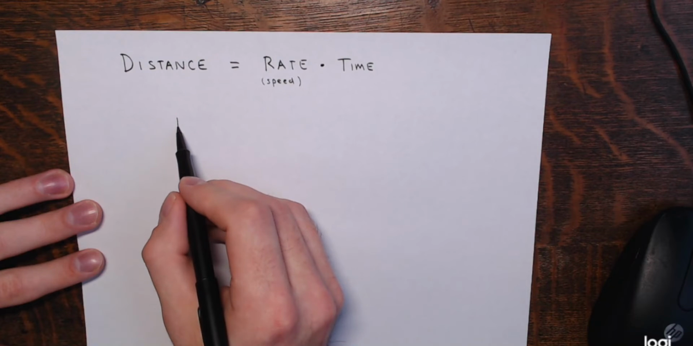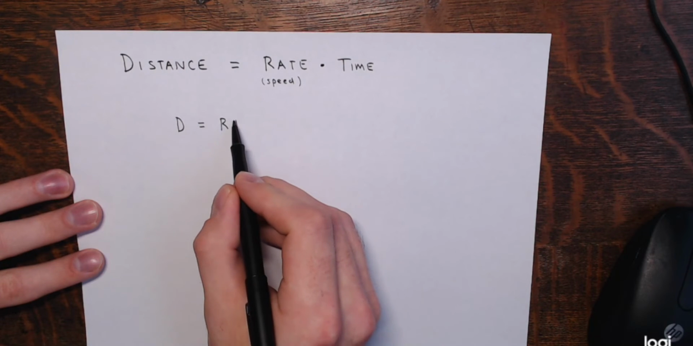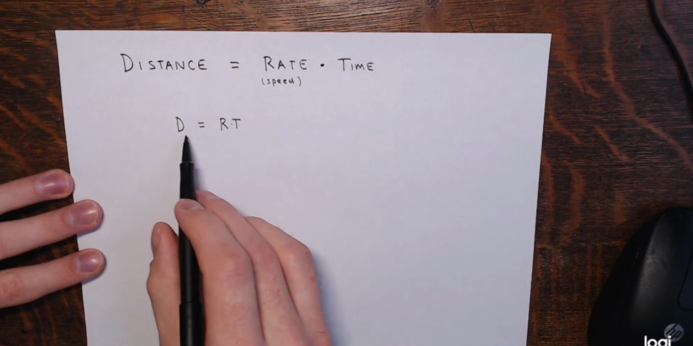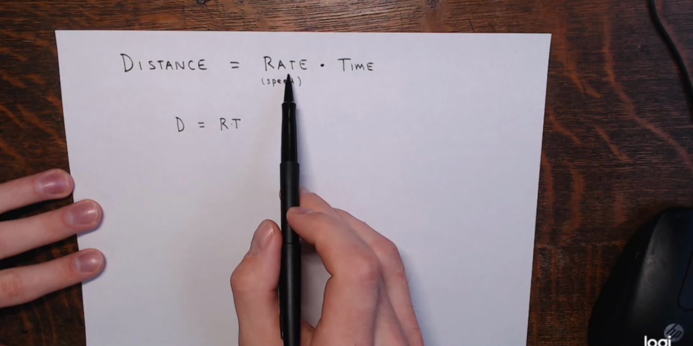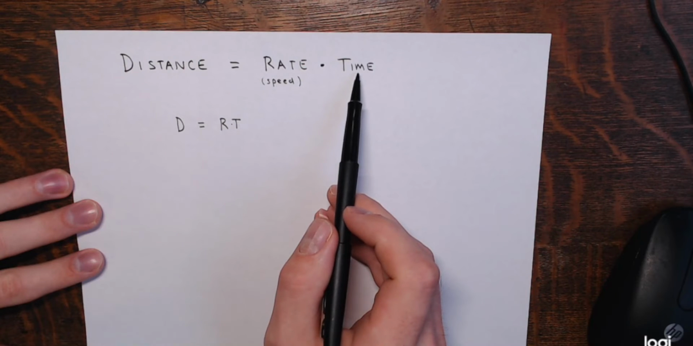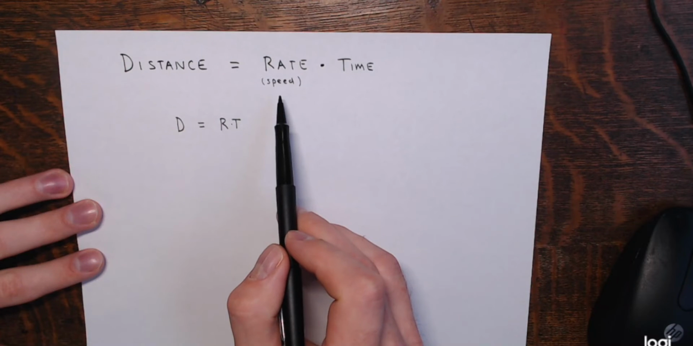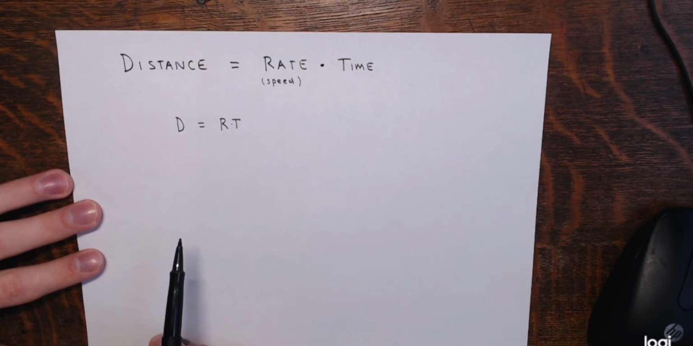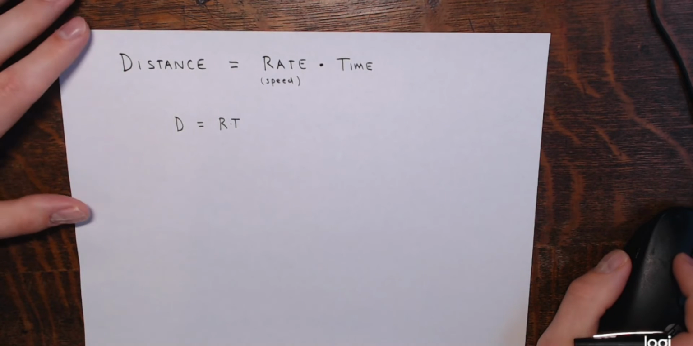And you might see this shortened as d equals rt, or r times t. Distance equals rate times time. Distance equals speed times time. So for example, if you went 30 miles an hour, that'd be your rate, for 4 hours. 30 miles an hour times 4 hours, hours would cancel, unit cancellation. And 30 times 4 would be 120. You would have gone 120 miles. That would be your distance. So that's really it. Alright, we're going to answer questions involving them now.